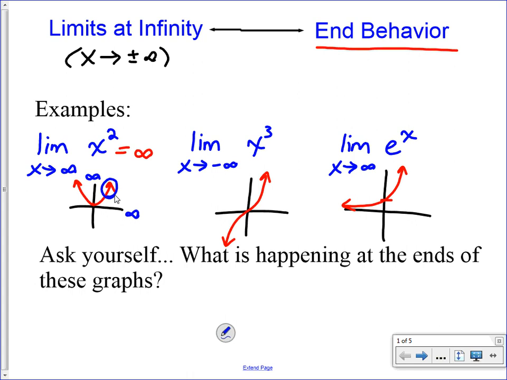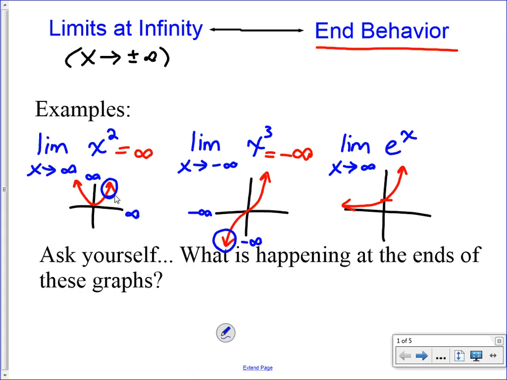We want to find the limit of x cubed as x approaches negative infinity. Okay, so as x goes to negative infinity, what's happening to our y values? Well, in this case, they're going to negative infinity. So this limit would equal negative infinity. Okay. All right, and then we have the limit as x approaches infinity of e to the x.